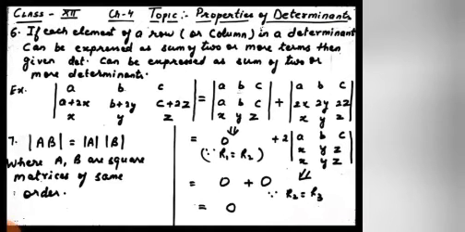Our next property is property number 6, which is also a very important property and is applicable in rare questions. That property is, if each element of a row or column in a determinant can be expressed as a sum of two or more terms, then the given determinant can also be expressed as a sum of two or more determinants. First we discuss this property with the help of a row. Suppose a row of a determinant can be expressed as a sum of two terms, then the determinant can also be expressed as a sum of two determinants.